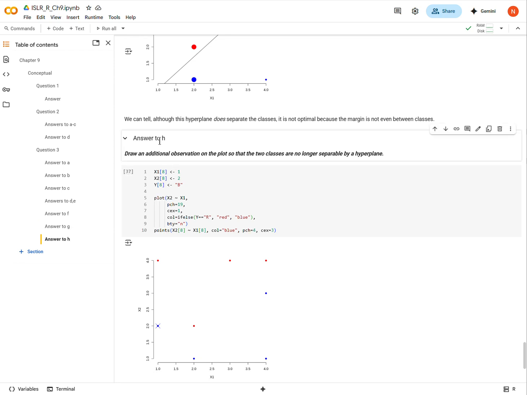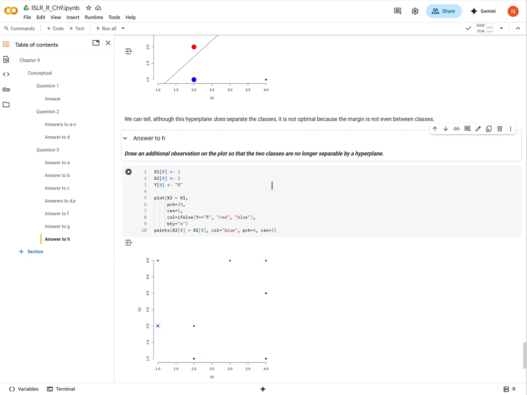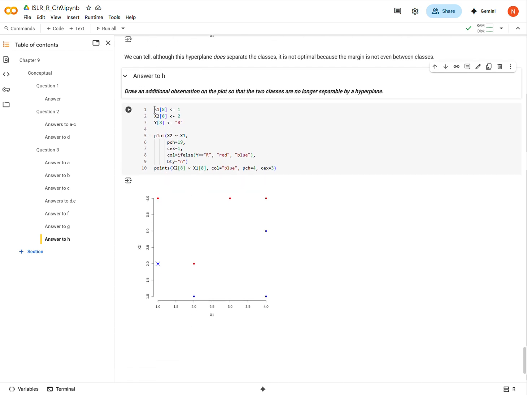Finally, here in part H, we are going to draw an additional observation so that the two classes cannot be separated perfectly by a hyperplane. As we develop these ideas, we will find ways of dealing with these imperfect data sets. But for right now, we're going to try to break our ability to make the maximal margin separating hyperplane. I'm just adding an 8th data point, and it's right here.